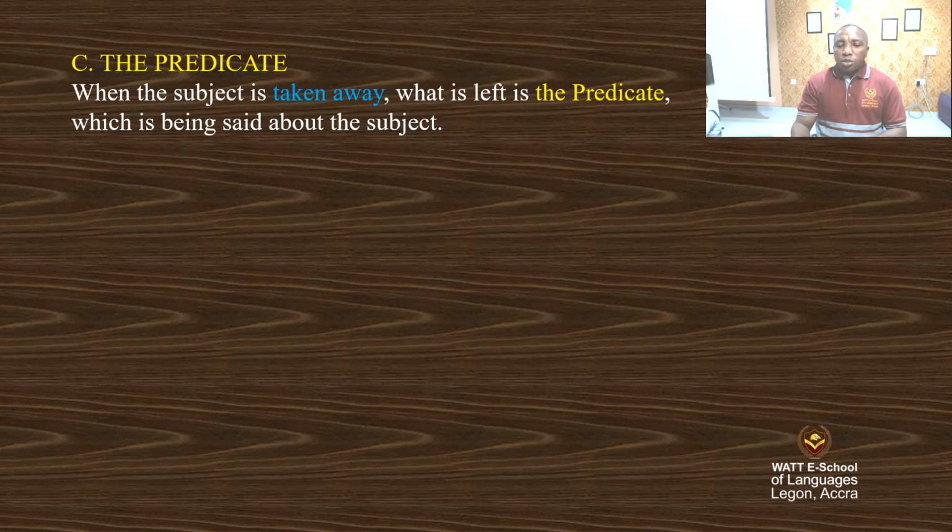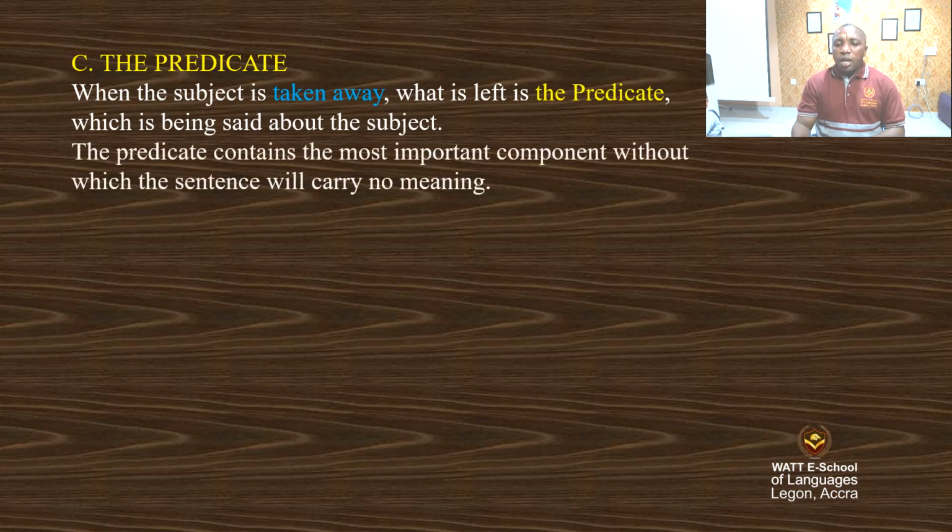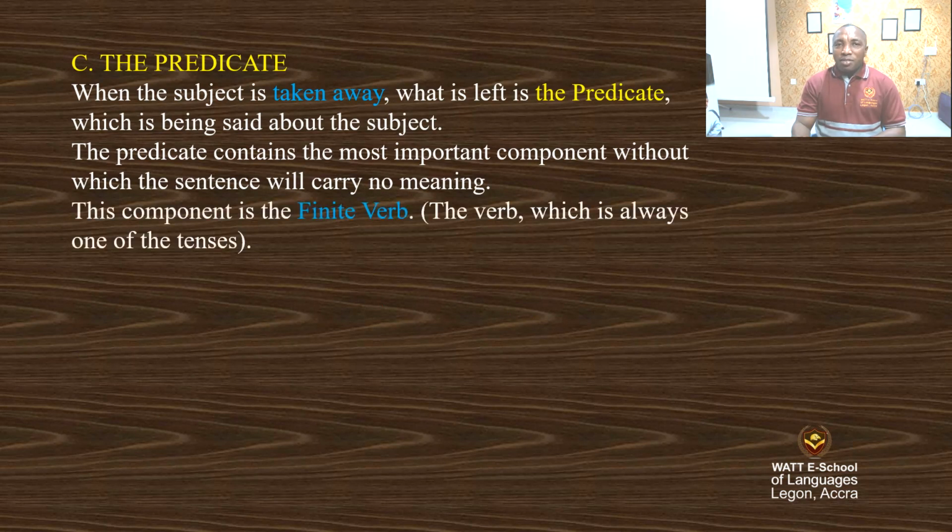The predicate is what is being said about the subject. The predicate contains the most important components without which the sentence will carry no meaning. It means that without a predicate, the sentence has no meaning. Have you heard that? Without a predicate, the sentence has no meaning. The component is the finite verb, the verb, which is always one of the tenses.